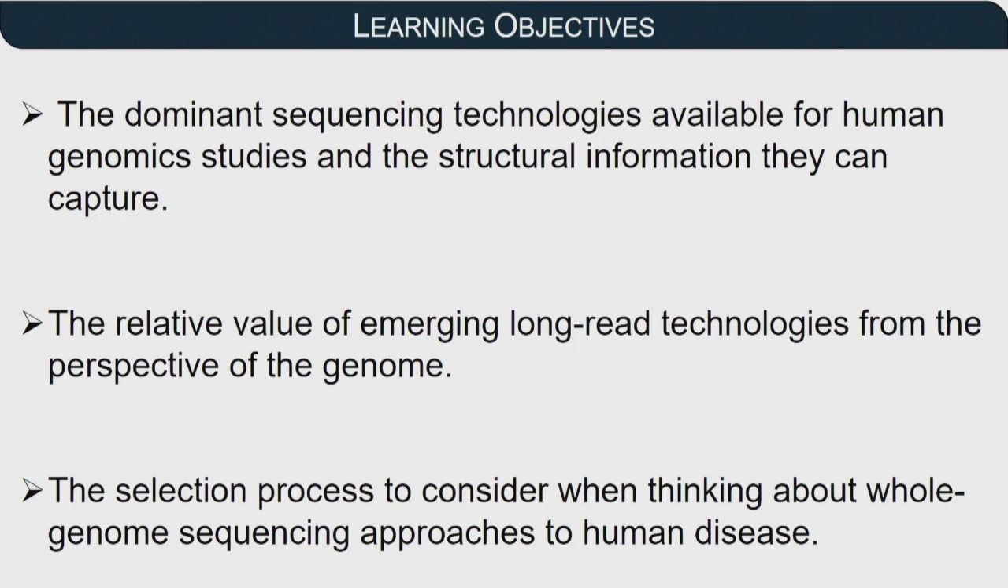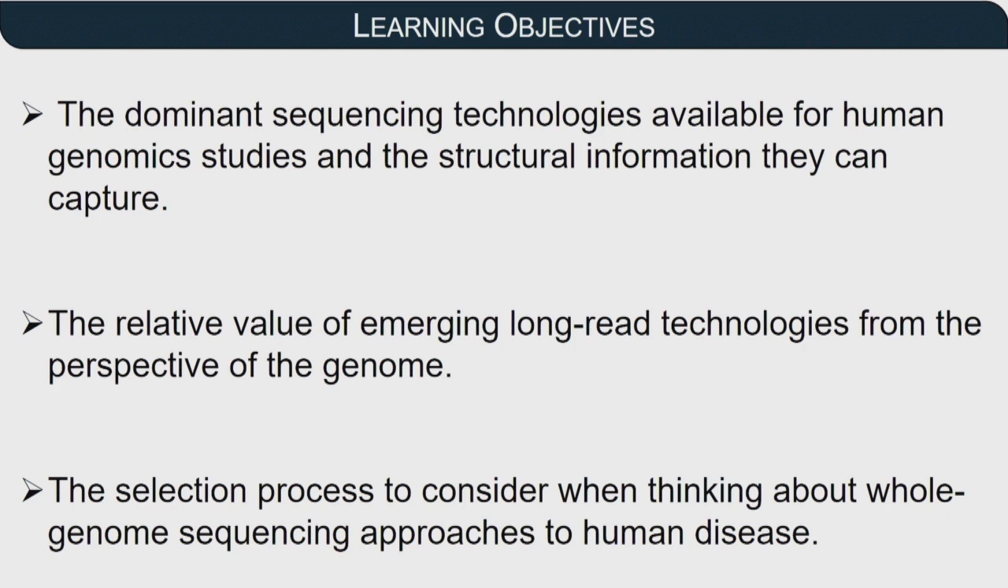The relative value of emerging long-read technologies from the perspective of the genome. Where in the genome are these technologies actually benefiting us? I think it's a really important question. We get very excited by new technologies, new ideas, new flashing lights. But what we often try to do is benchmark things and understand exactly what are we capturing and what are we missing from each technology.